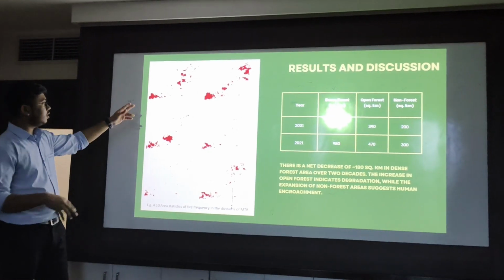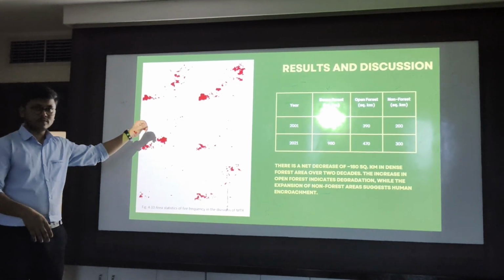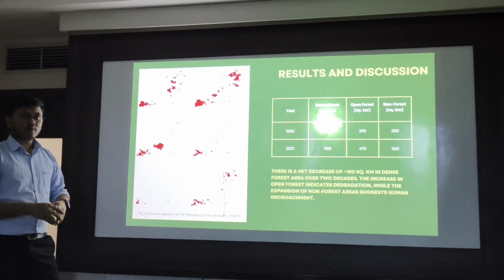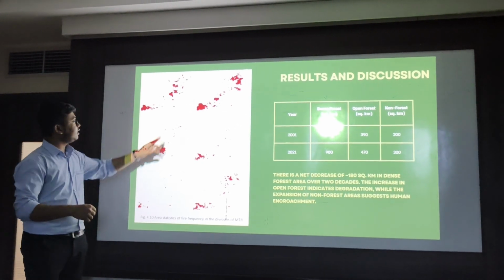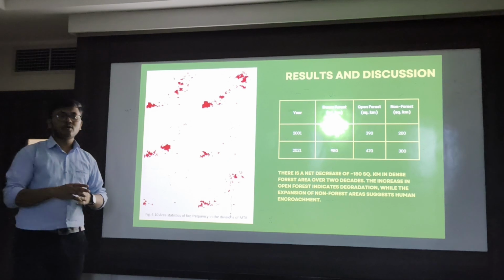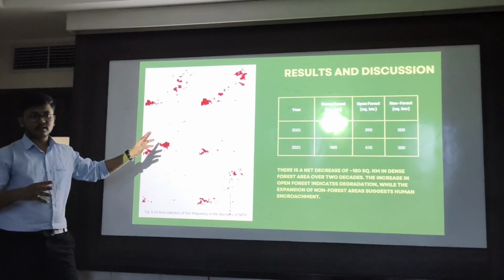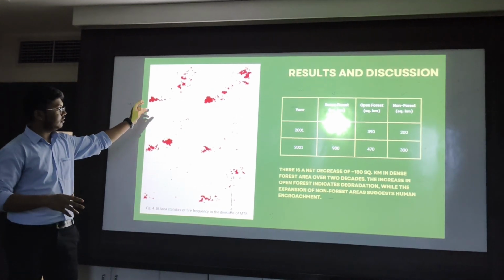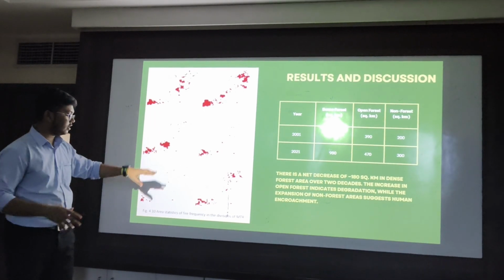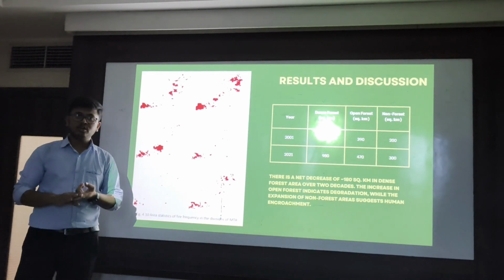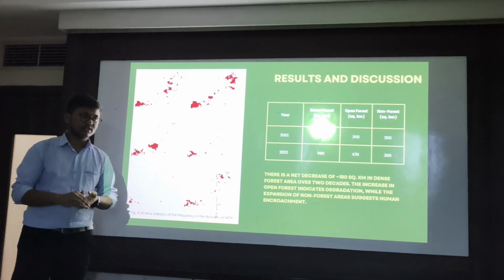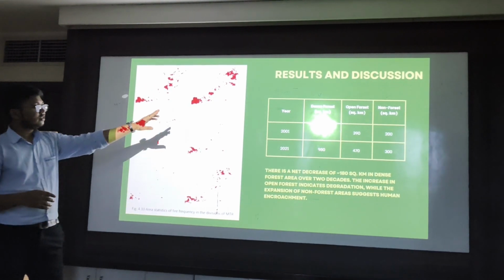These are the maps of the Melghat Tiger Reserve over the years. This red part shows the forest fire, which are the most affected areas of the forest fire, which has also impacted deforestation. These are the results.